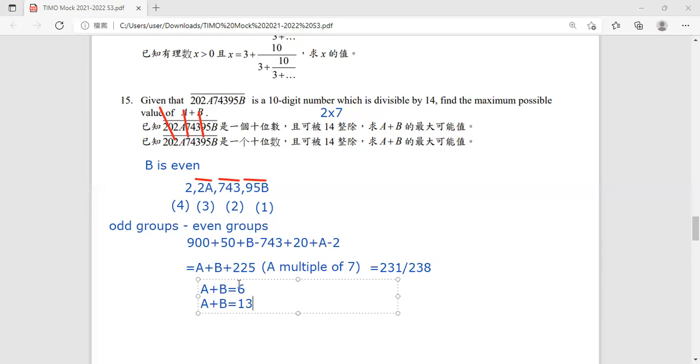But you know that B is even. Beyond 6, 7, 8, 13, then we will be okay. So the answer is 13. The answer is 13. Any question on this one?